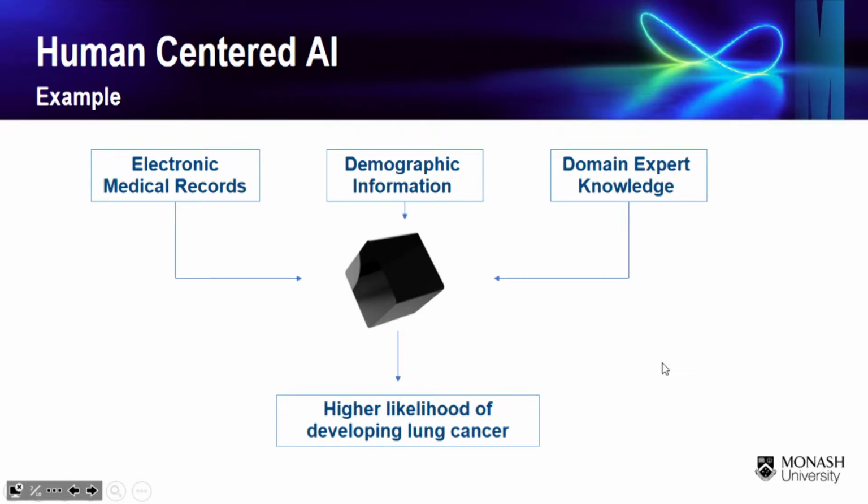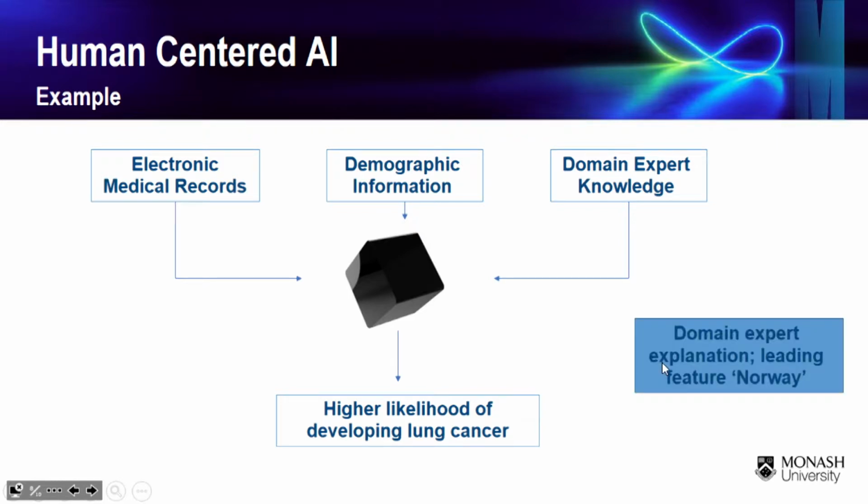Okay, by itself, you can't do anything with that. You don't know if it's wrong. You don't care. So we say, okay, let's put in explainable AI. So the domain expert explanation says this is the leading feature, Norway. That person lives in Norway, and that's why he's more likely of developing lung cancer. Still doesn't make a lot of sense. And not only doesn't it make a lot of sense, it doesn't help us at all, because it doesn't tell me what that person can do to maybe reduce their likelihood of getting lung cancer.